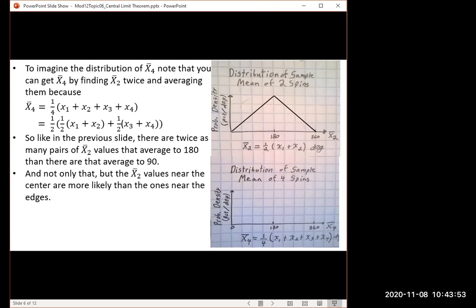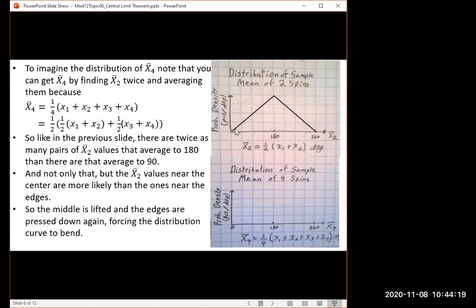Now, if you imagine this side of the distribution here as like a stick, just picture a ruler lying along there. If you were going to pull up in the middle and you're going to push down on the edges, that stick has to bend. And so you come to this. So we're already seeing the beginnings of an inflection point in the curve.